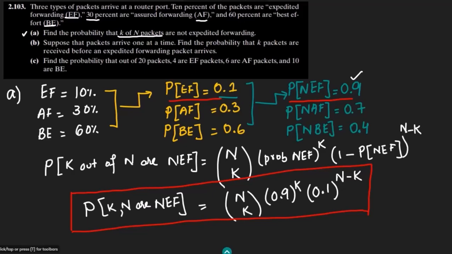Okay, so this is the answer of part A of our question. Similarly, in part B, suppose that packets arrive one at a time. Each packet is arriving one at a time, so we have to find the probability that K packets are received before an expedited forwarding packet arrives.